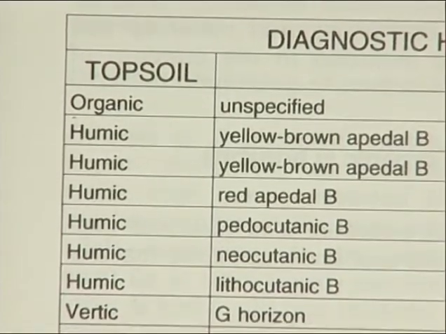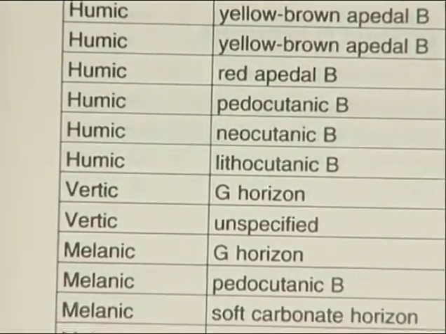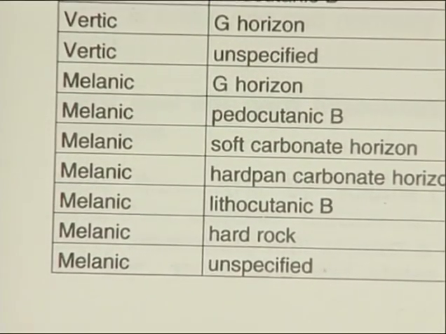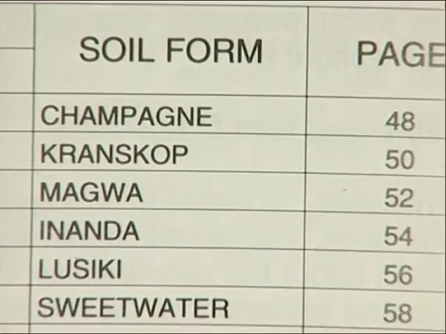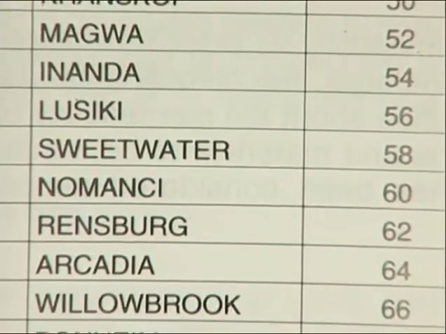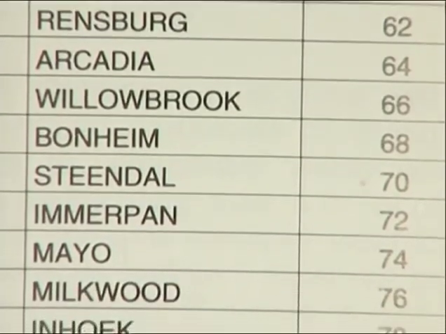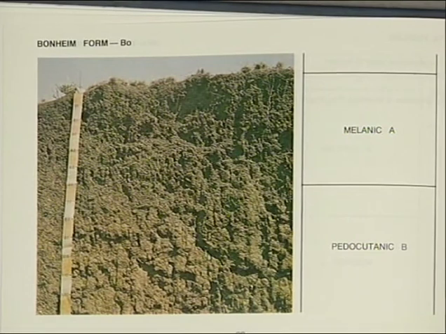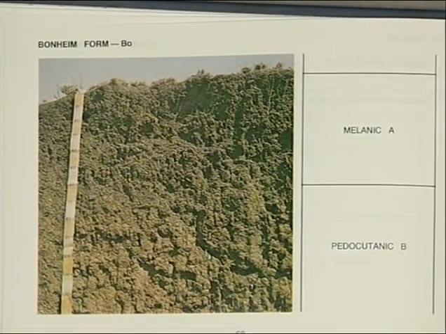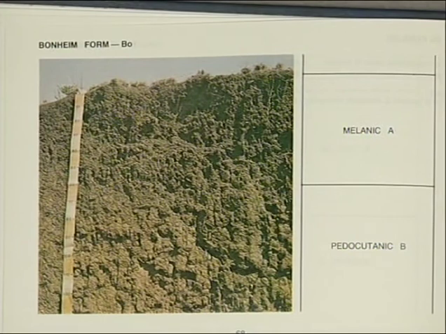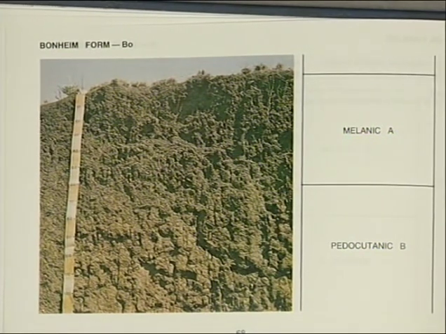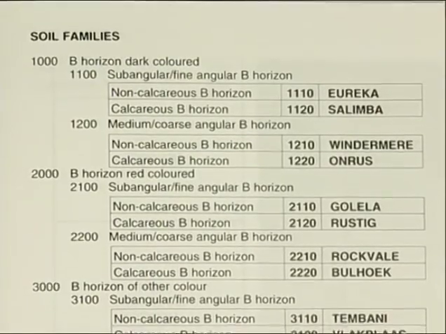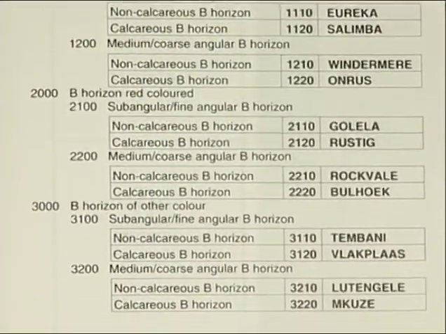To classify soils at the form level, it is necessary to be able to recognise a number of what are called diagnostic horizons, since each soil form is defined on the basis of a certain unique vertical sequence of these horizons. In the example shown, the Bonheim soil form is defined by the presence of a melanic A horizon overlying a pedocutanic B horizon, and there are 12 soil families within this one form.